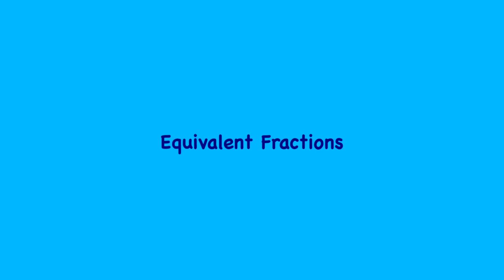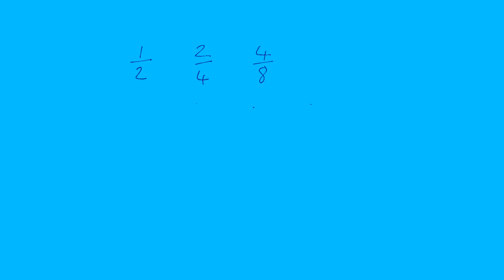Equivalent fractions. Equivalent fractions are fractions which have the exact same value but are just written differently. For example, some equivalent fractions to a half are 2/4 and 4/8. These fractions, although written differently, have the exact same value as a half.